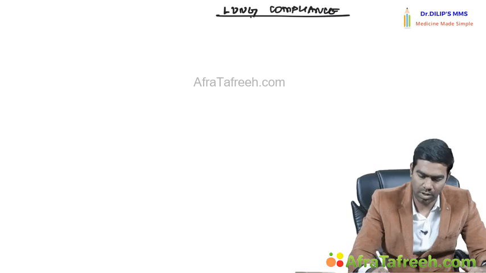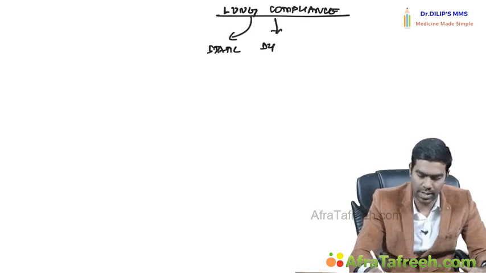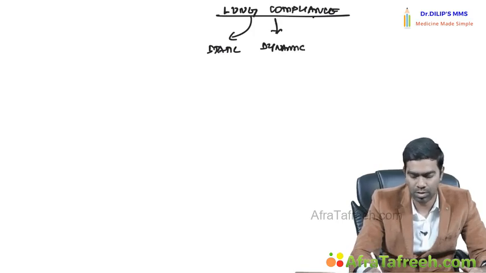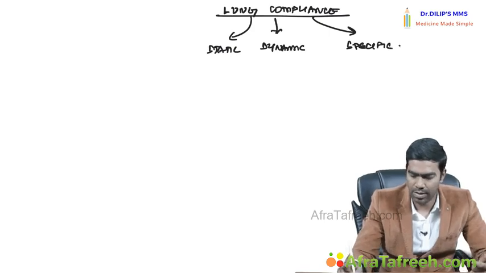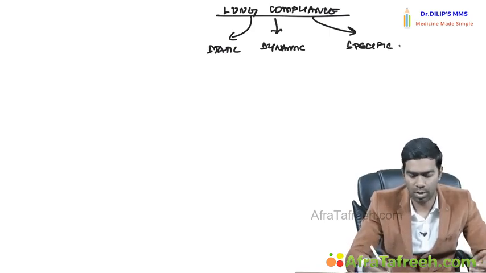You have 3 types of lung compliance. One is called static compliance. Second one is called dynamic compliance. And the third one is called specific compliance. So whenever in an exam or anywhere they ask compliance, it always means static compliance. You have to keep that in mind.